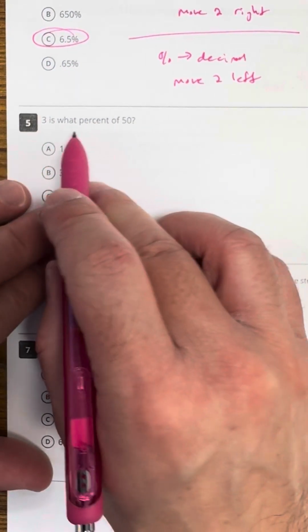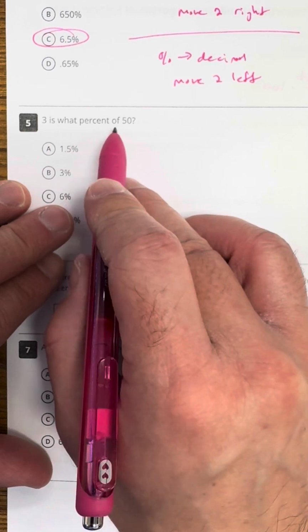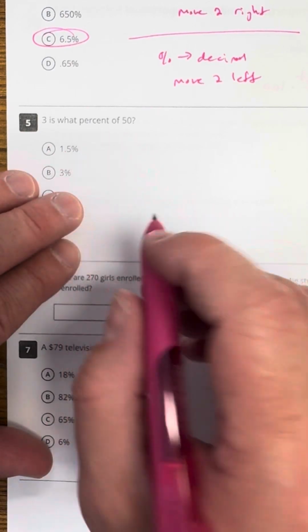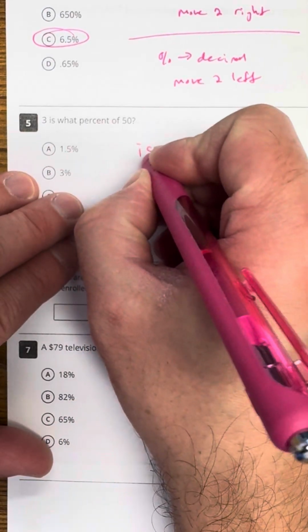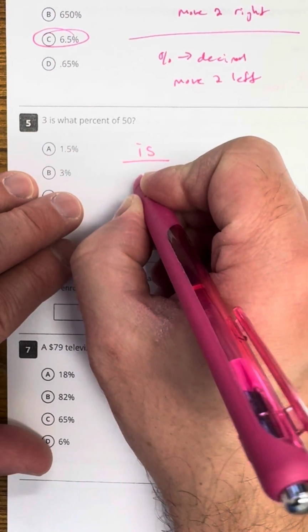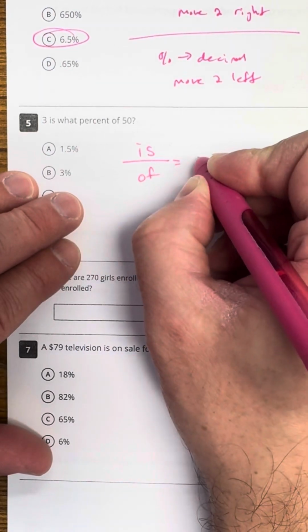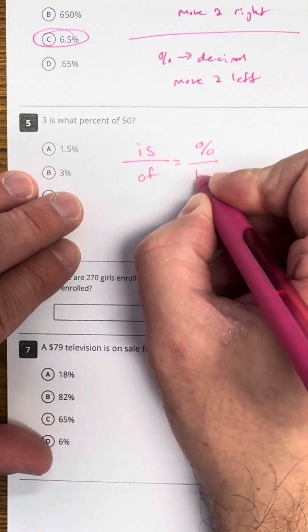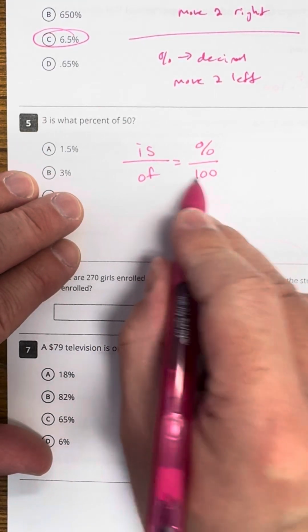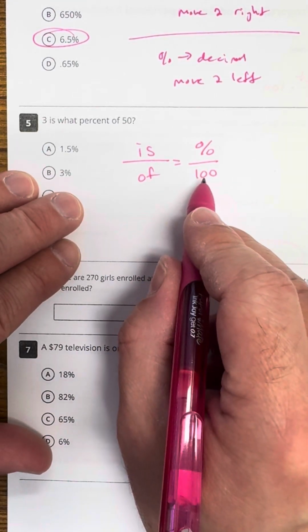Okay, so this is and of thing is its own independent formula. The formula is the is number over the of number is going to equal the percent number over 100. So 100 will always be 100. You don't ever have to change that. You don't have to look for something else.